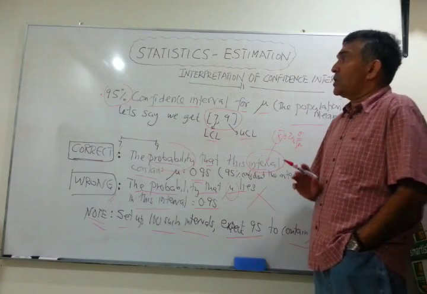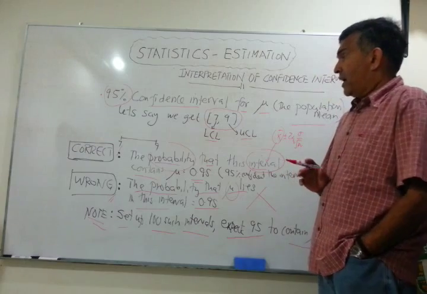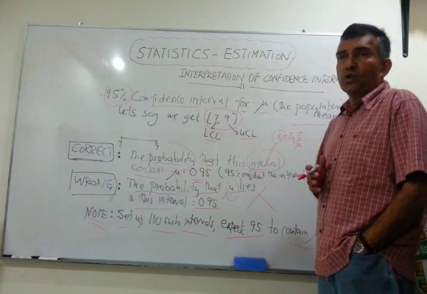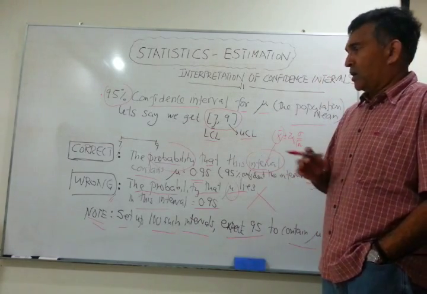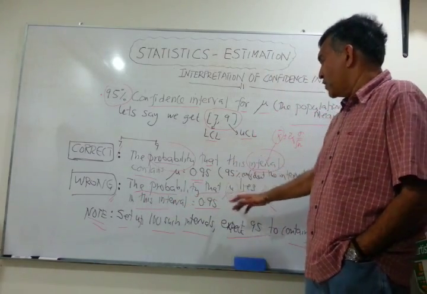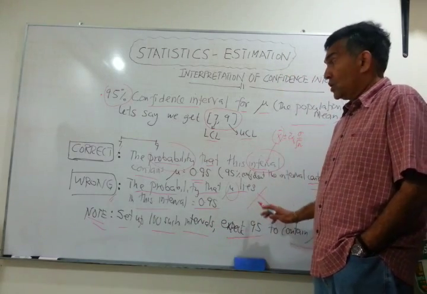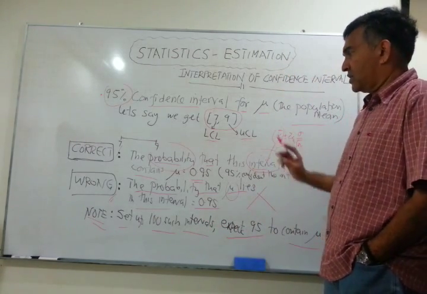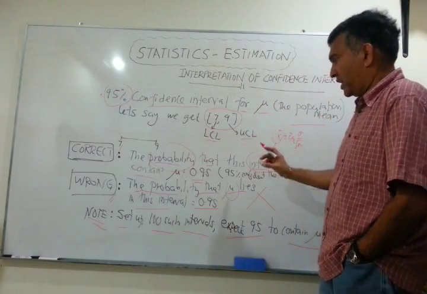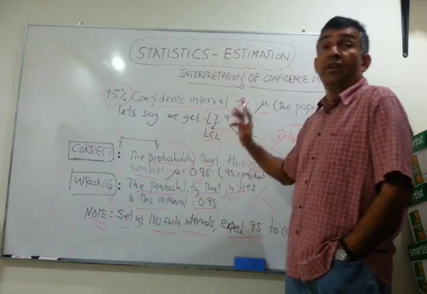So I wanted to tell you about the interpretation of confidence intervals because many times when you talk to students, they like to give the wrong statement. They like to tell you that the probability that mu lies in the interval is 0.95. So I'm going to tell you that this is wrong. Please make sure that you emphasize this. The interval has a probability. The probability that this interval contains mu is 0.95.